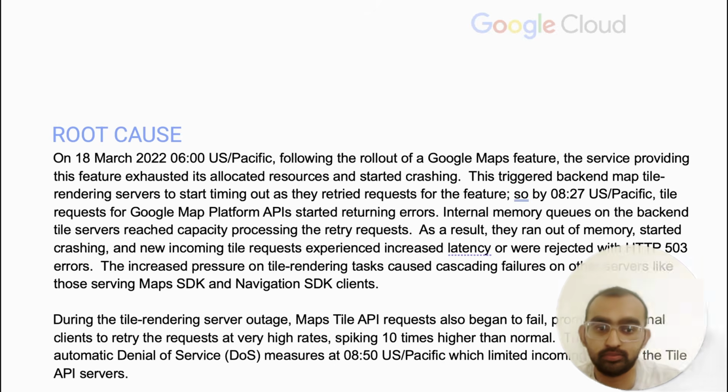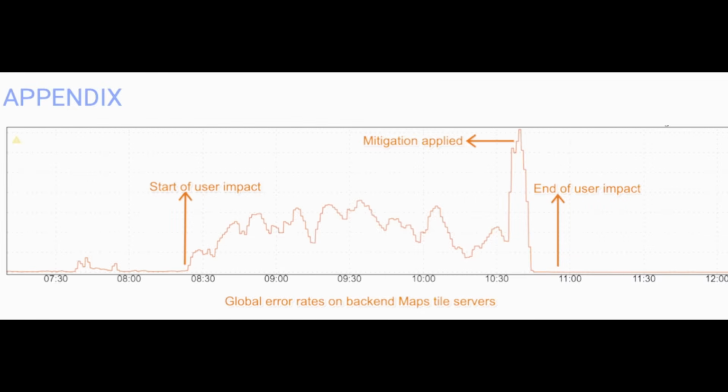Let me show you. Here is the graph that Google published in their incident report. Here's what we can infer from this graph. This graph shows the global error rate on backend servers of Google Maps. During the outage, around 8:30, user impact begins.